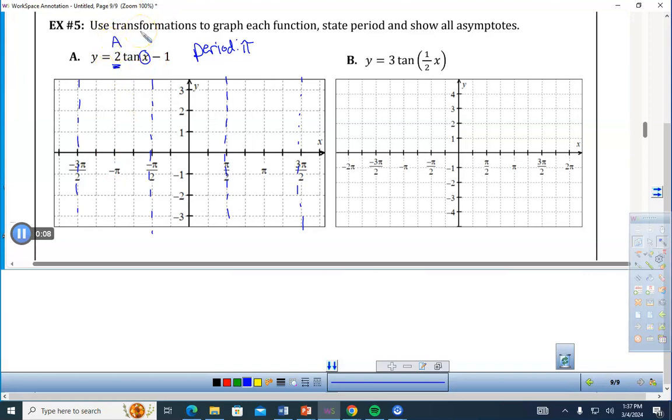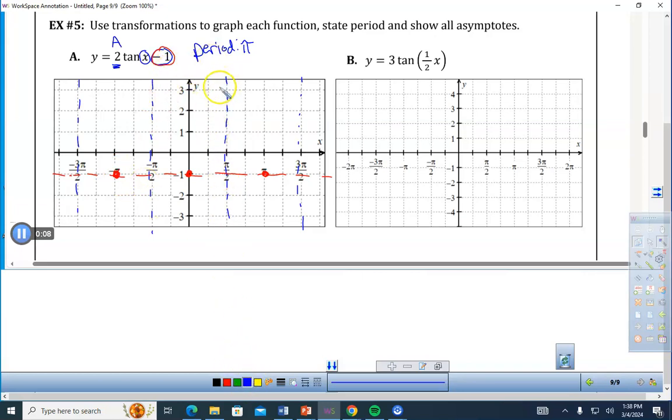That 2 is my A, right? So I know that's going to change my high and my low point, and this minus 1 is going to shift me down 1. This negative 1 is moving my midline down. It's not really a midline, but it's moving down my intercept. It's going to move that down 1. So before, my 0 was at 0, and now my 0 is going to be at negative 1. And that will repeat every pi. I shifted it down 1.